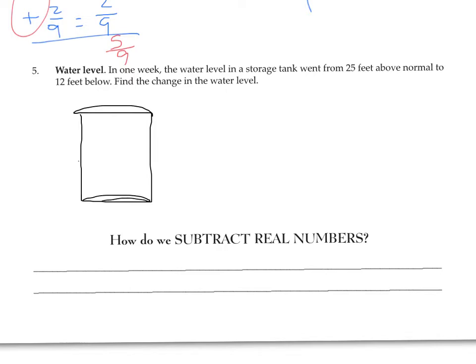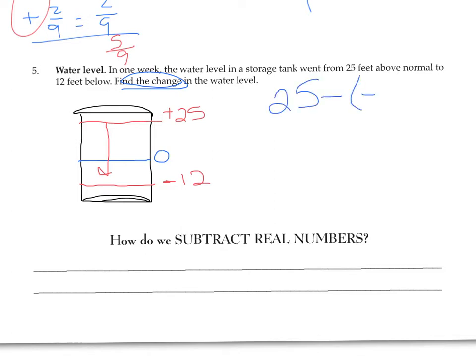The first thing we're going to identify is this is the normal level in the storage tank. So that's 0. The water in the tank went from 25 feet above normal, so this is a positive 25, to 12 feet below normal. So this is a negative 12. Find the change in the water level. Find the change always means what's the difference between the two. It's a subtraction operation. Always. So we're going to subtract 25 minus negative 12.